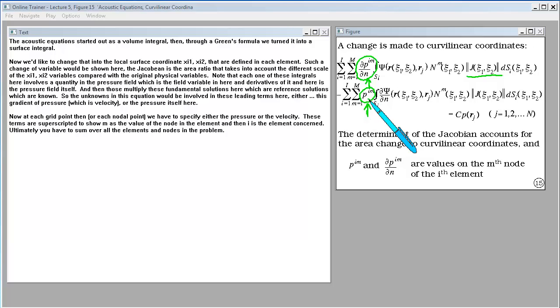Now, at each grid point, or each nodal point, we have to specify either the pressure or the velocity. These terms are superscripted to show m as the value of the node in the element, and then I is the element concerned. Ultimately, you have to sum over all the elements and nodes in the problem.